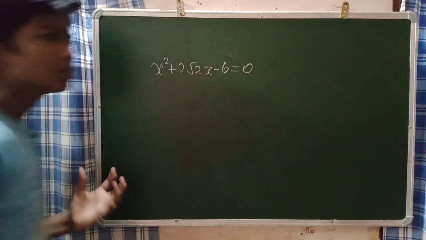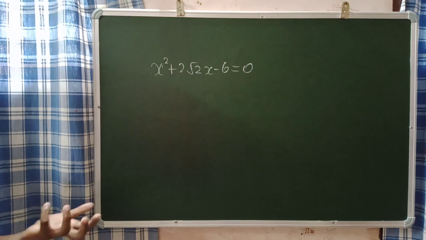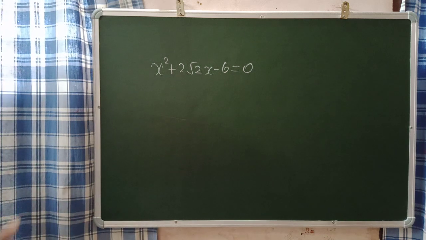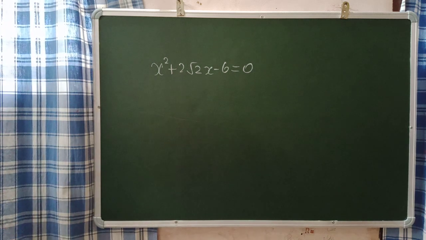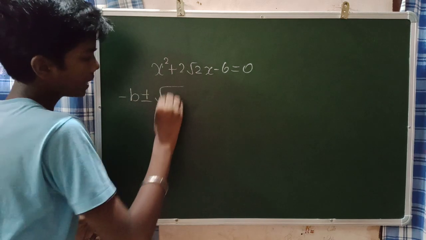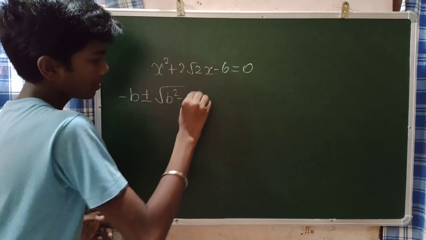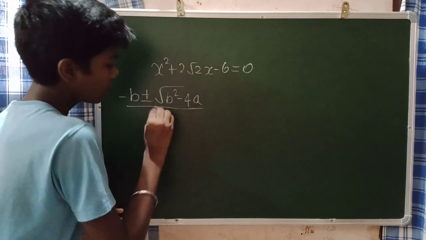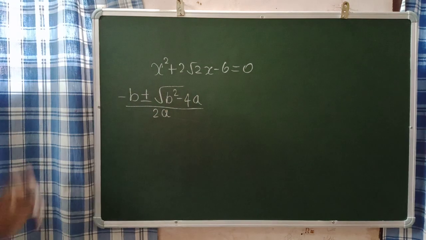Here, you can't use the factorization method. So, I'm going to use the quadratic formula. That is nothing but minus b plus or minus root of b square minus 4ac divided by 2a. I'm going to use this particular formula in order to find the roots of this equation.